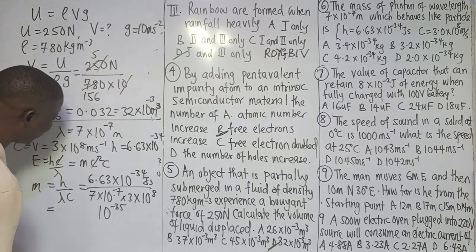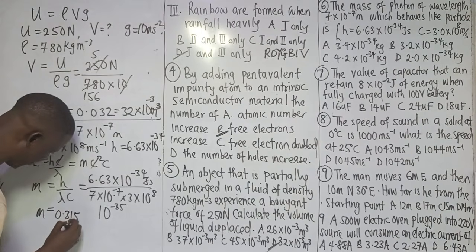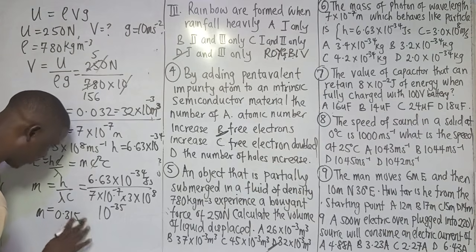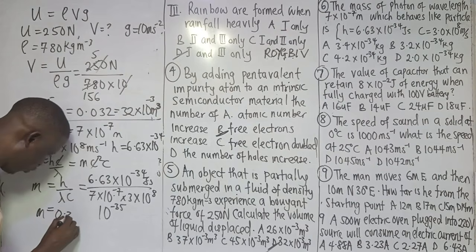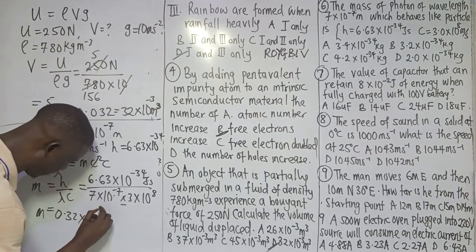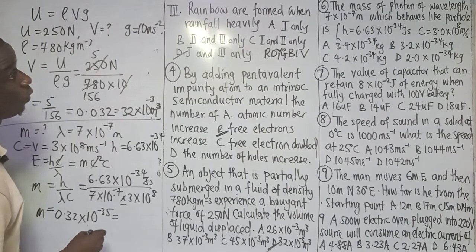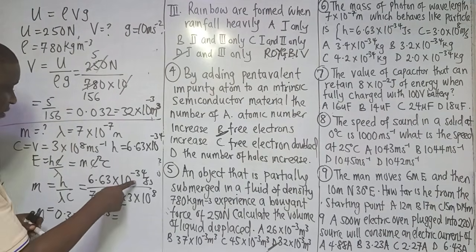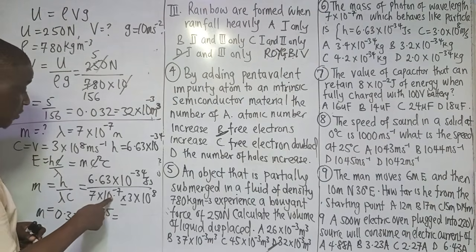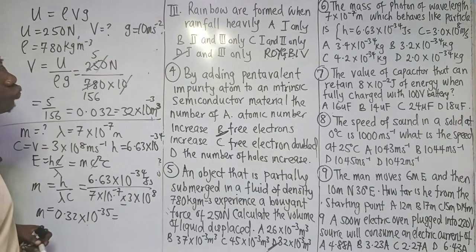0.315, which is more or less 0.32 times 10 to the power of minus 35. Now, when you get that, minus 35, what it simply means is, let's see. Don't forget that this is minus 7. So this one will give us 1.